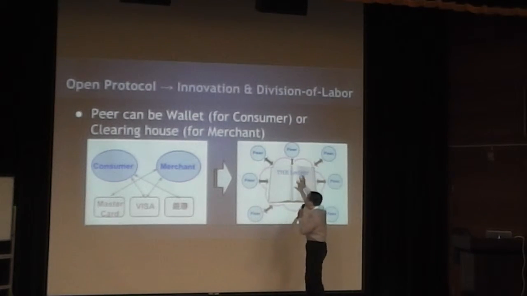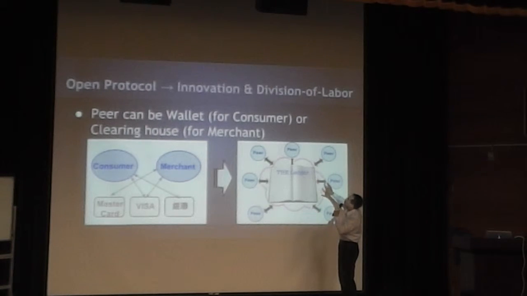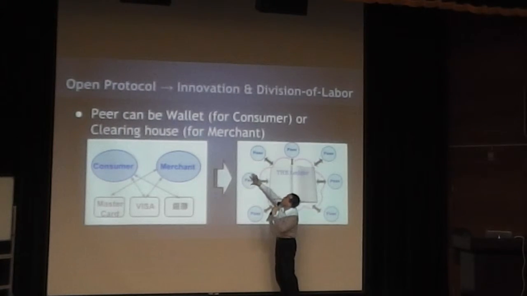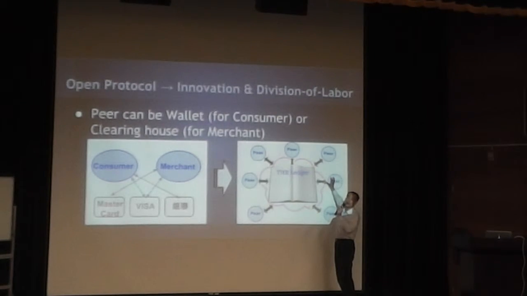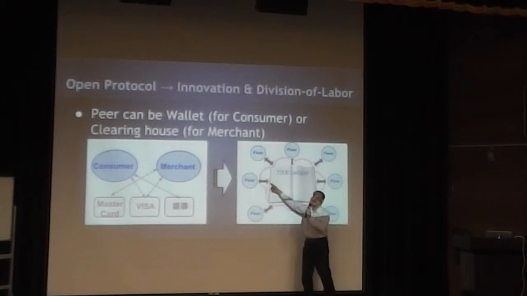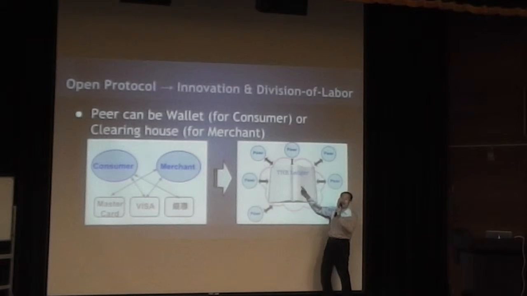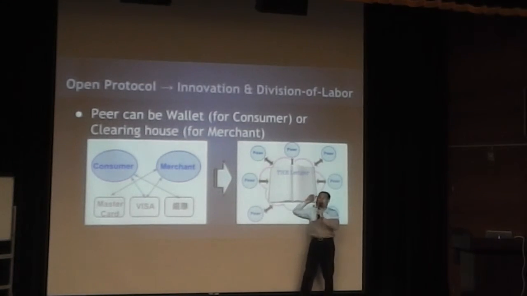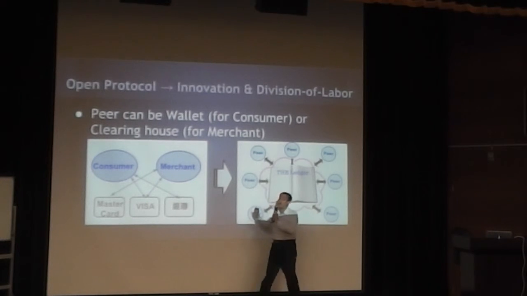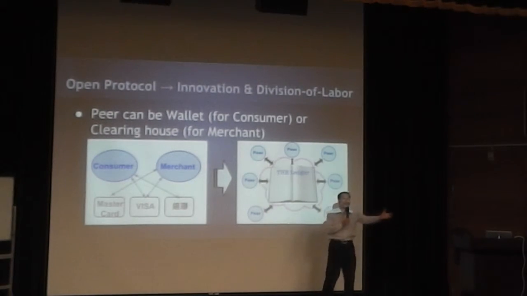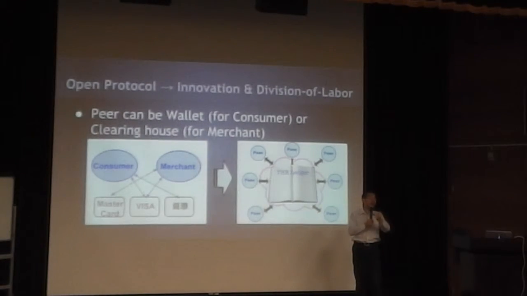And the figure here, the world on the right, is the world we think will encourage a lot of innovation, because one peer can be a consumer wallet, for example, and a different company can do the wallet, and another company can do clearinghouse for merchants, can do payment gateway here, as long as they all follow the public ledger technology or public ledger protocol here. They can have division of labor. Before, Visa needed to do everything. They needed to talk to the consumer and talk to the merchants. They had to bring everyone under the Visa umbrella for them to have transactions. But now you can have division of labor and innovation.